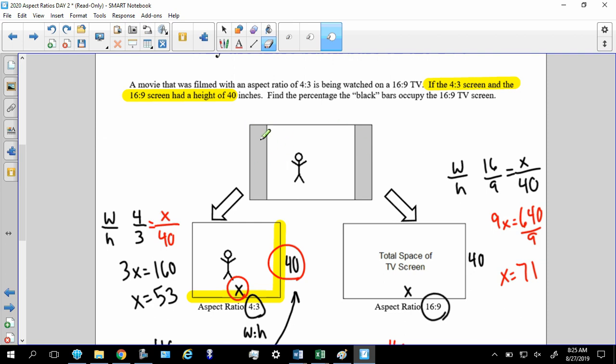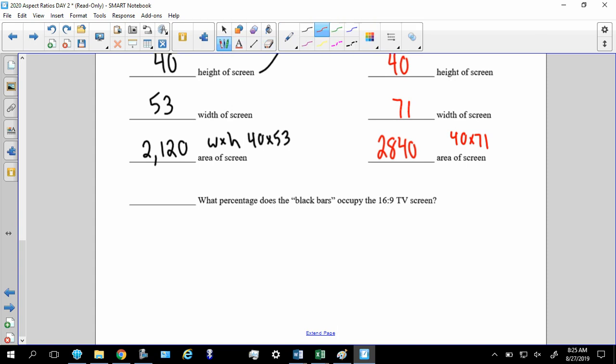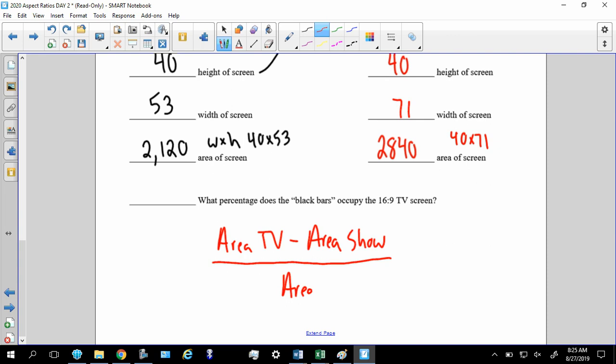So we're just trying to figure out how much space the black bars take up, meaning is it 50% of the space, 30%, whatever. And here's what you're going to do: take the area of the TV, subtract the area of whatever show you were watching, and then divide by the area of the TV. So the area of the TV was 2840 square inches minus the area of the screen, which is 2120.